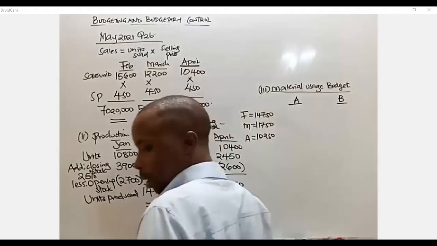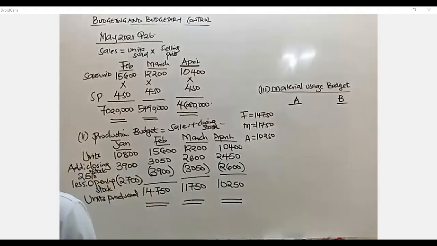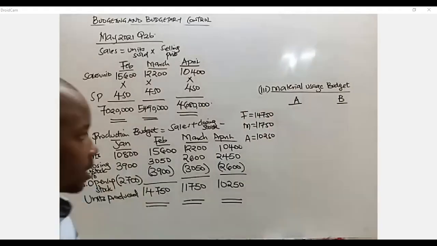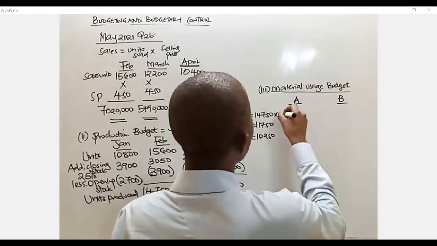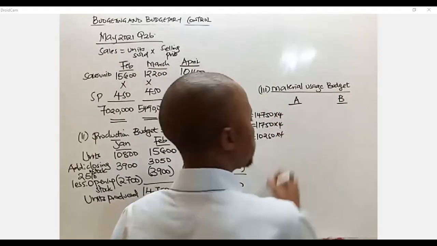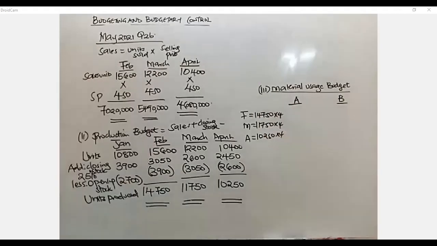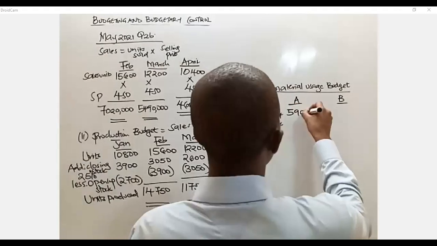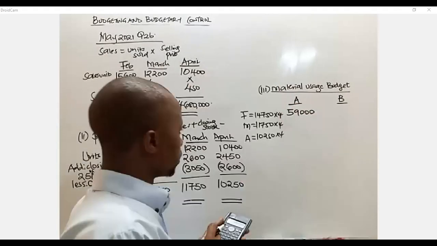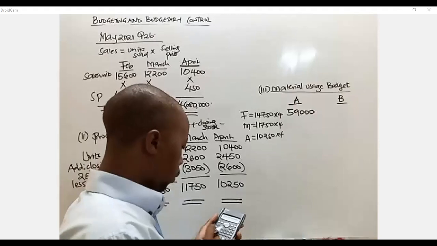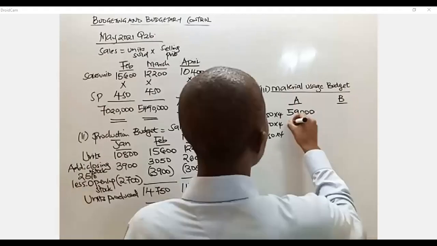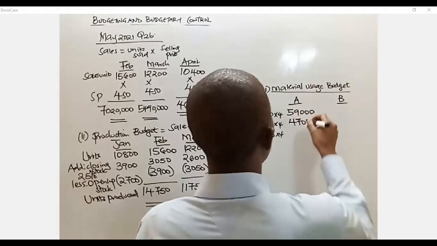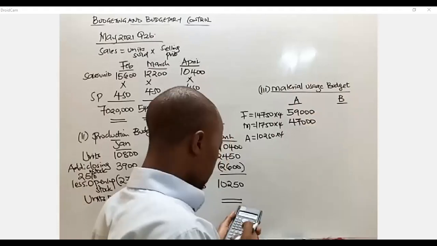If you look at component A, it requires 4 kgs. So here I multiply by 4. 14,750 times 4, we are getting 59,000 for the first one. Then the other one, for the month of March, times 4, getting 47,000. Then the last one will be 10,250 times 4, getting 41,000.